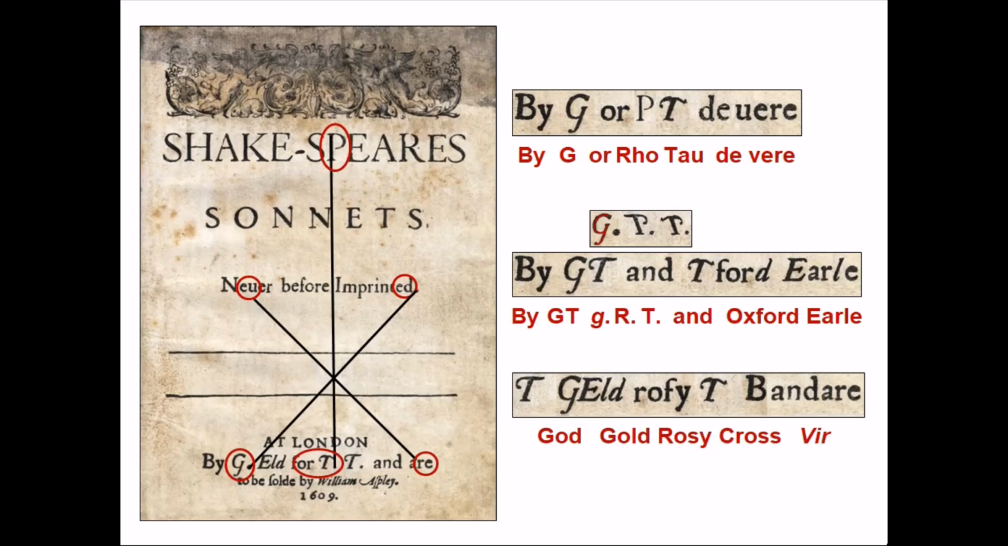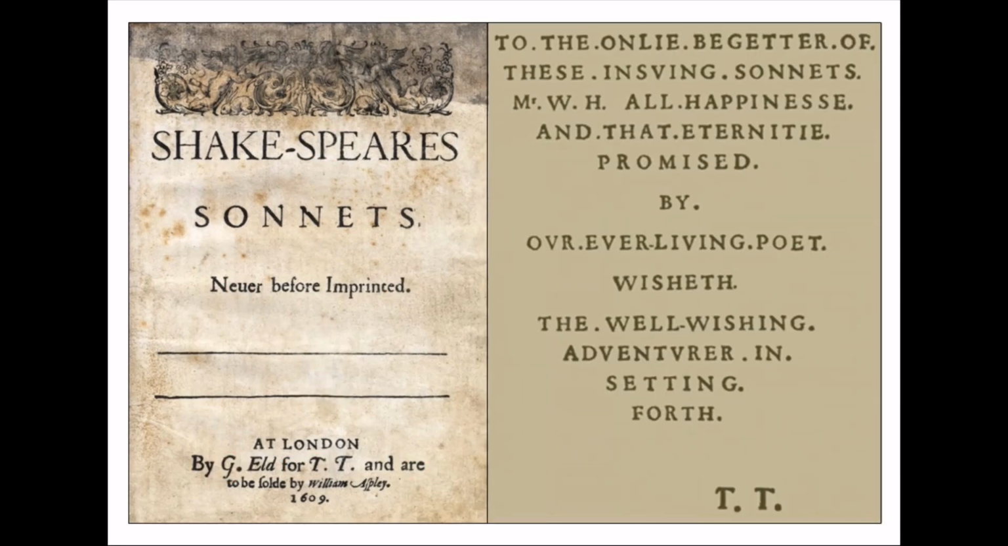That's 3 times we get this 3-part message on the cover of the Sonnets, and it all starts with the Chi-Rho symbol. Following the cover is the dedication, which is where all of this is eventually leading. But before we get there, we have to go to the verse.